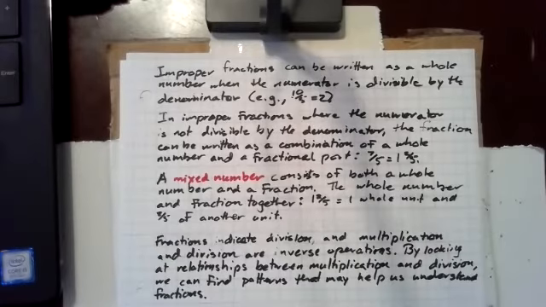A mixed number consists of both a whole number and a fraction. The whole number and fraction together are added together. So 1 2/5 is one whole unit and 2/5 of another unit. Fractions indicate division, and multiplication and division are inverse operations. By looking at relationships between multiplication and division, we can find patterns that may help us understand fractions.